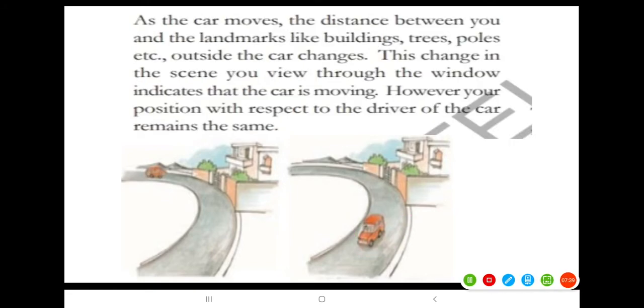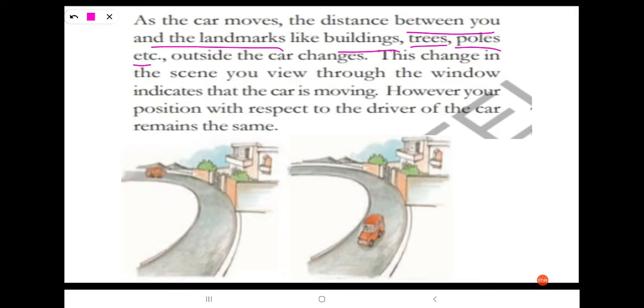Here, as the car moves, the distance between you and the landmarks like buildings, trees, poles, etc. outside the car changes. Yes? So when the car is moving from one place to another, the distance between you and the landmarks like buildings, trees, poles, etc. outside the car changes. This change in the scene you view through the window indicates that the car is moving.